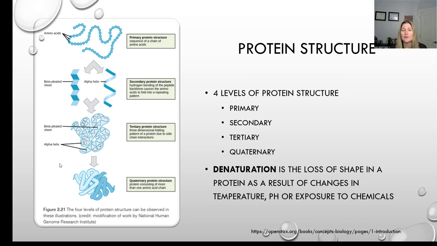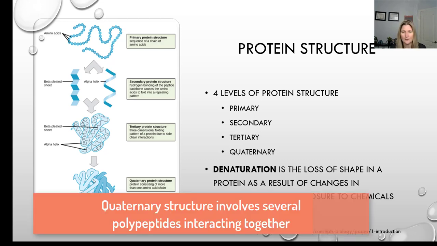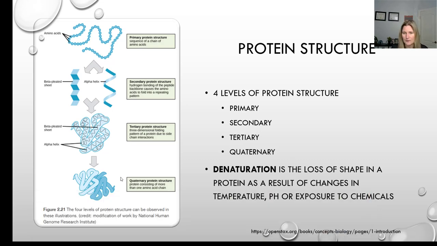Some proteins are not made of just one polypeptide. They're made of multiple polypeptides. And that's when we get to the quaternary structure. Quaternary structure consists of more than one amino acid chain. So we might have one tertiary structured protein over here, another tertiary structured protein over here, and then they're interacting together.